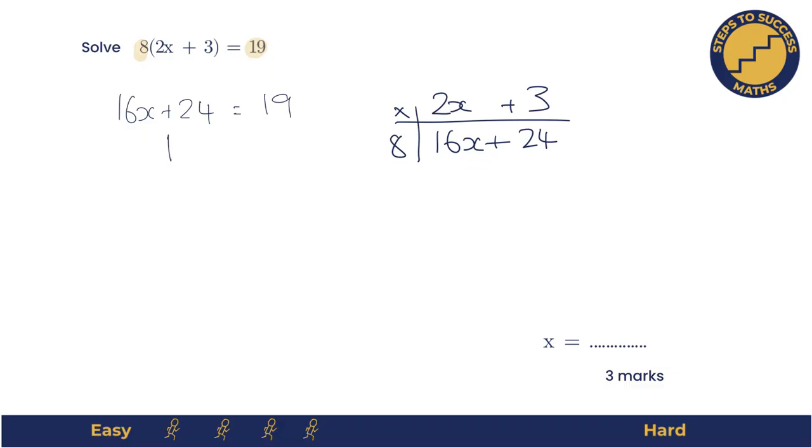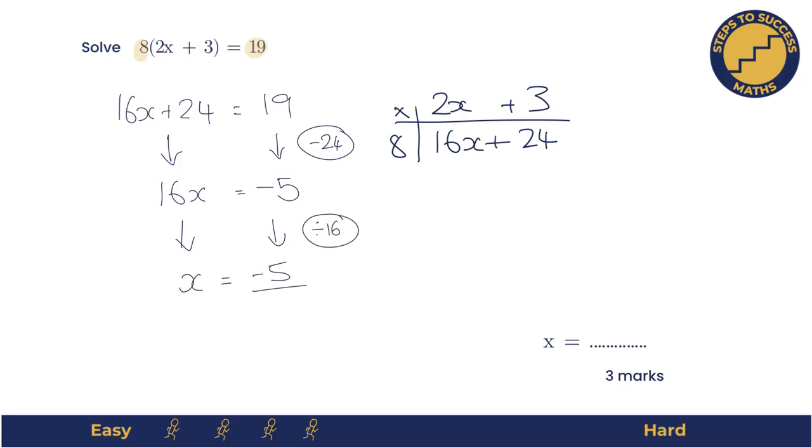Okay, so we need to get rid of the plus 24, so we're going to need to take away 24. 16x equals negative 5. Now we need to divide by 16. So x equals negative 5 over 16. And again, it's perfectly fine to leave the answer as a fraction, and don't forget that this one's a negative.